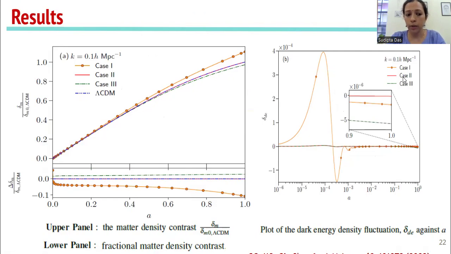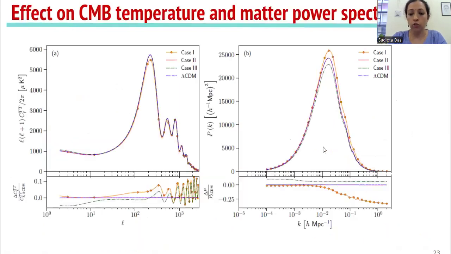So it tells us that, and remember the value of the strength of interaction we have chosen is 0.1 for case 1, whereas for case 2 and case 3, it's different. If one looks at the matter power spectrum or the temperature power spectrum, what we obtain is that for case 1, one can see there is a suppression in the temperature power spectrum, or there will be enhancement in the matter power spectrum.